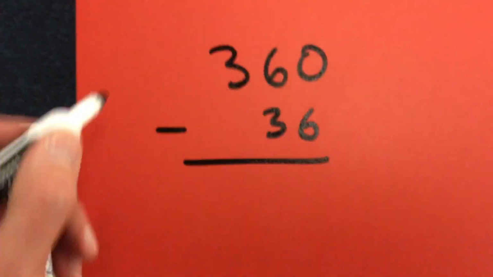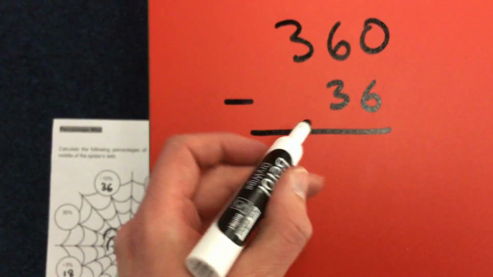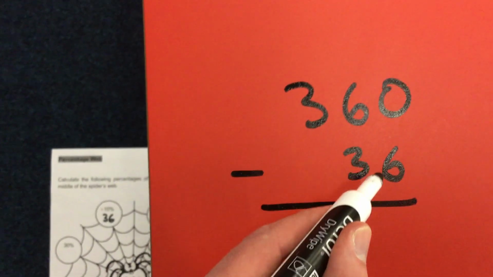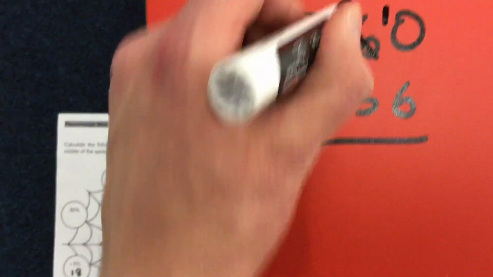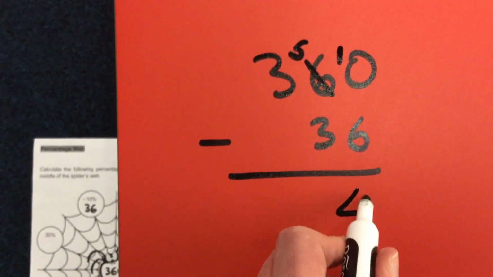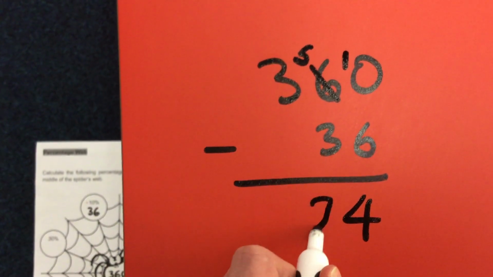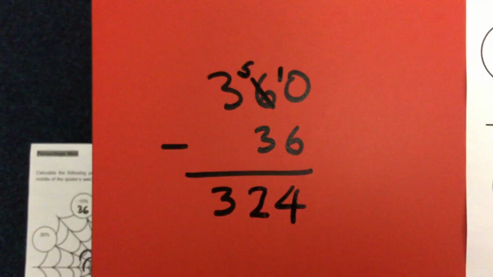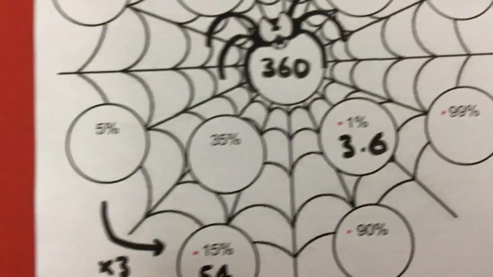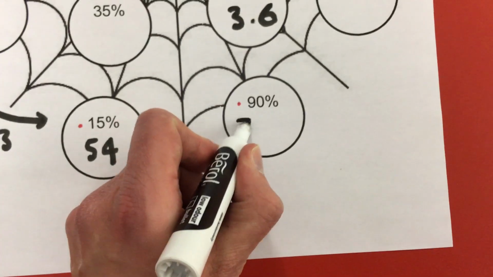you could try this mentally, or you can use your column subtraction method. 0 to equate 6, we can't do it, so we're going to have to regroup. So borrow from the tens. 10 take away 6 is 4. 5 take away 3 is 2, that's 50 take away 30. And then, so there is our answer, that is 90%, 324.